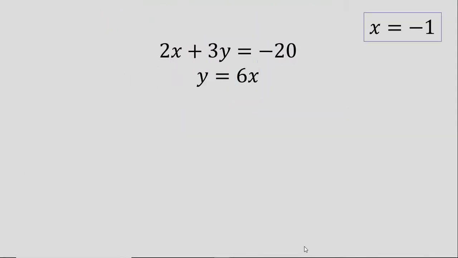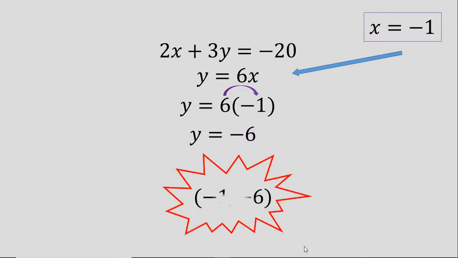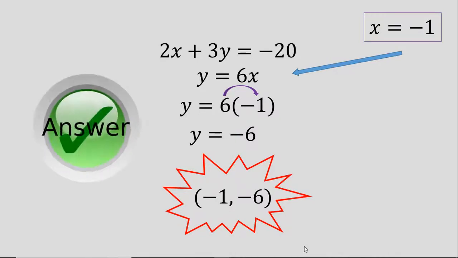Now that we have our first answer, we can go ahead and take that answer and substitute it back into one of our original equations. So I'm going to go ahead and substitute it into the second equation. That means wherever I see an x, I can replace or substitute it with a -1. Now in this equation, there's only one variable, so we can solve. y equals -6. Now that we have an answer for y and an answer for x, we can write it as an ordered pair, and this ordered pair is our solution to this system.